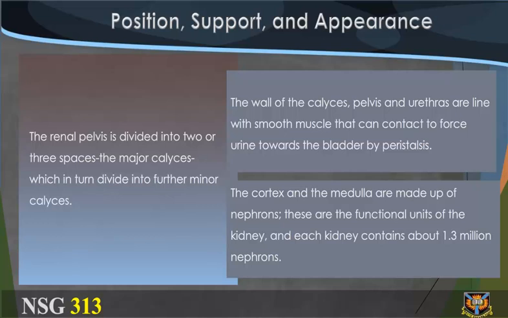The renal pelvis is divided into 2 or 3 spaces: the major calyces, which in turn divide into further minor calyces. The walls of the calyces, pelvis, and ureter are lined with smooth muscle that can contract to force urine towards the bladder by peristalsis. The cortex and the medulla are made up of nephrons. These are the functional units of the kidney, and each kidney contains about 1.3 million nephrons.